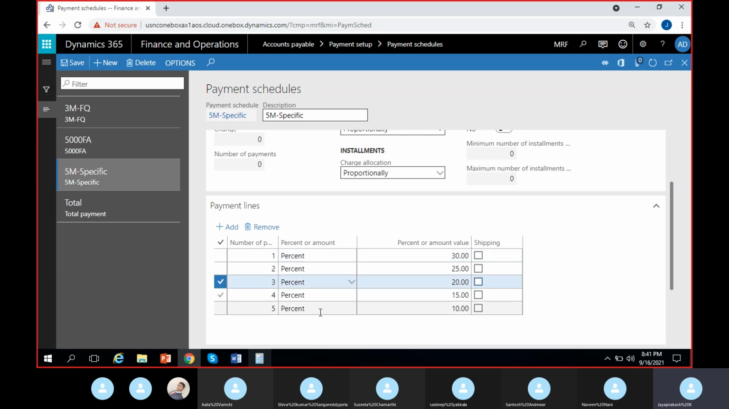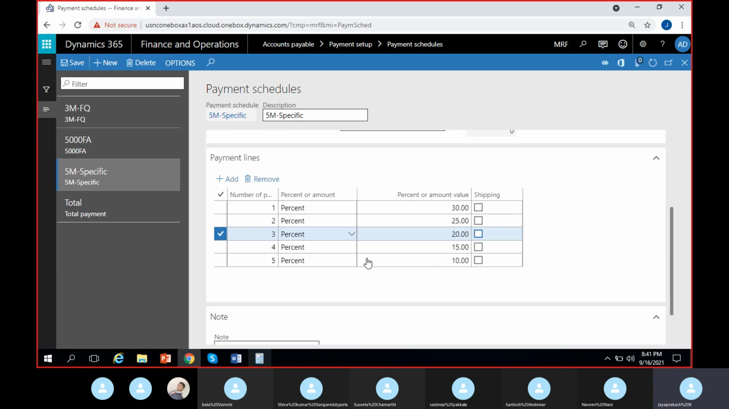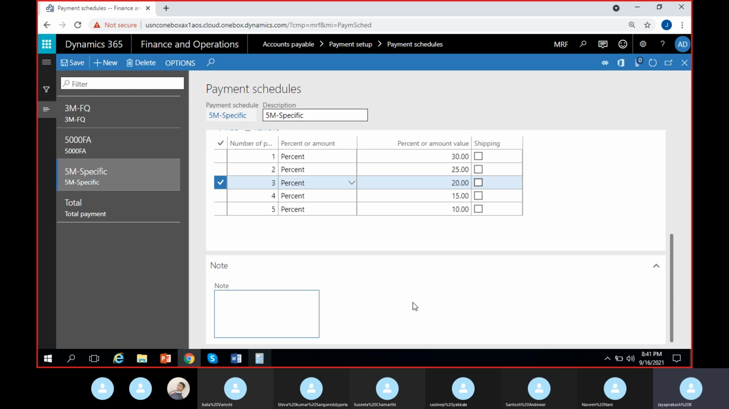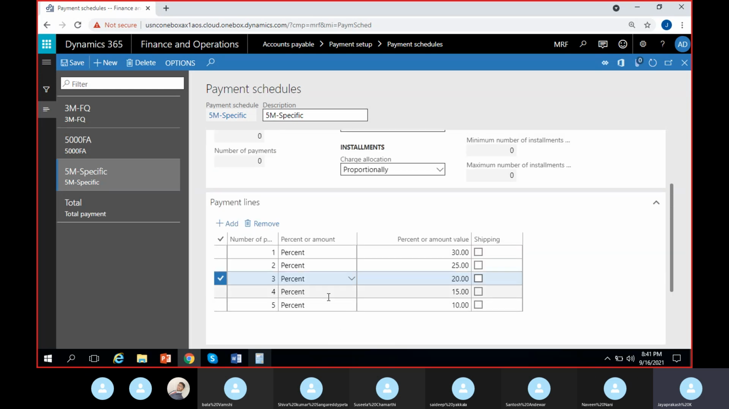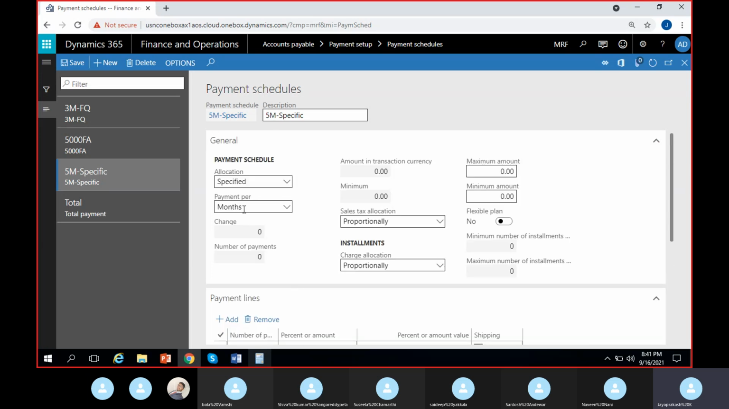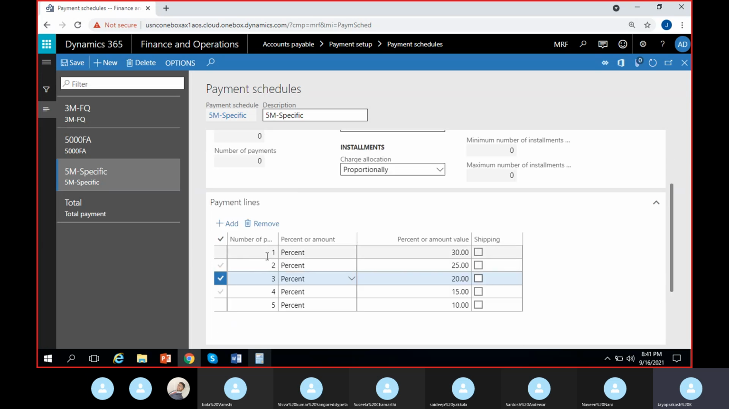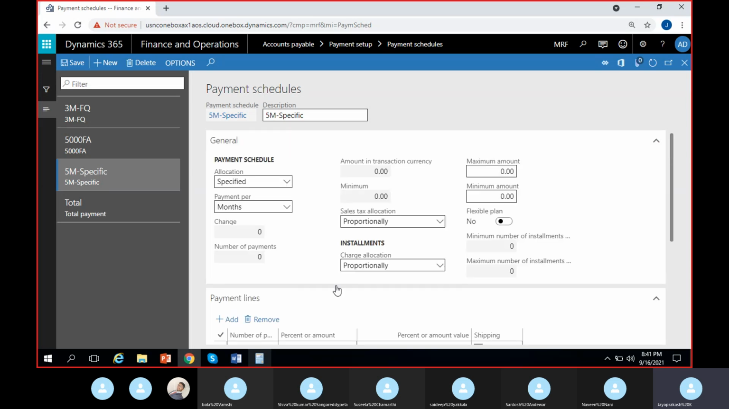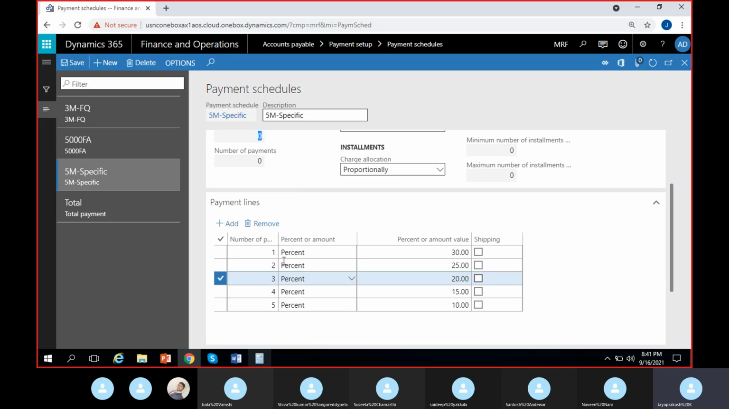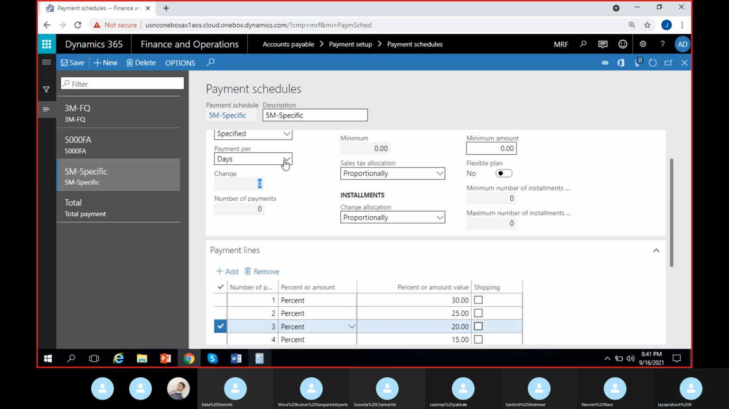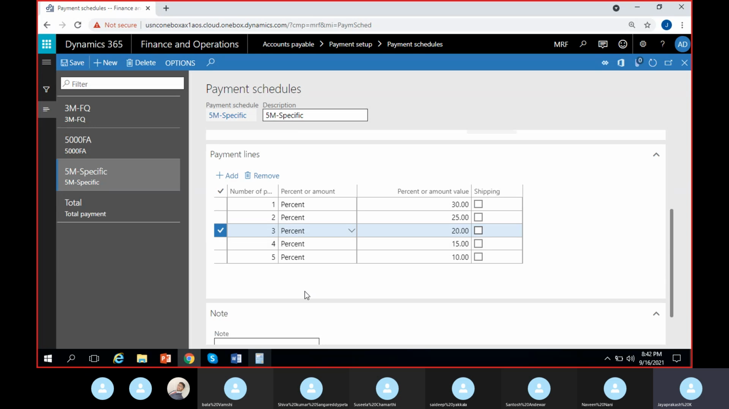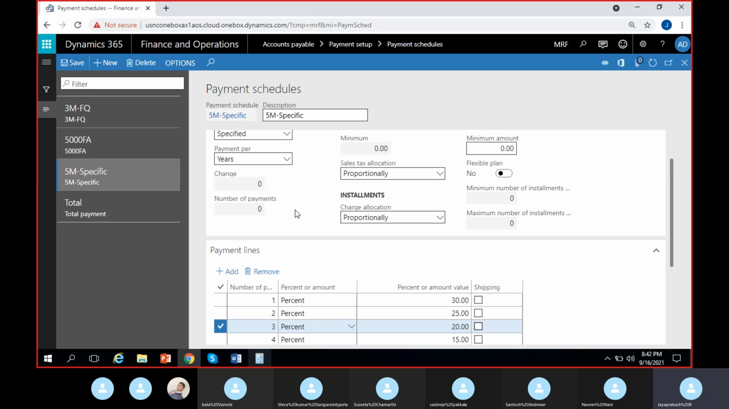Okay, so this is how we can define a specified method. You can also give some notes here if you wish. So if I apply this on any invoice, it will be taken here. I gave month, right? So for every month here, for the first month I'll pay 30, second month 25, third month 20, 15 and 10. If I give day here, it means for every day, and if I give years, it means for every year. You don't have the flexibility of 2 months, 3 months like that. You can give months here.